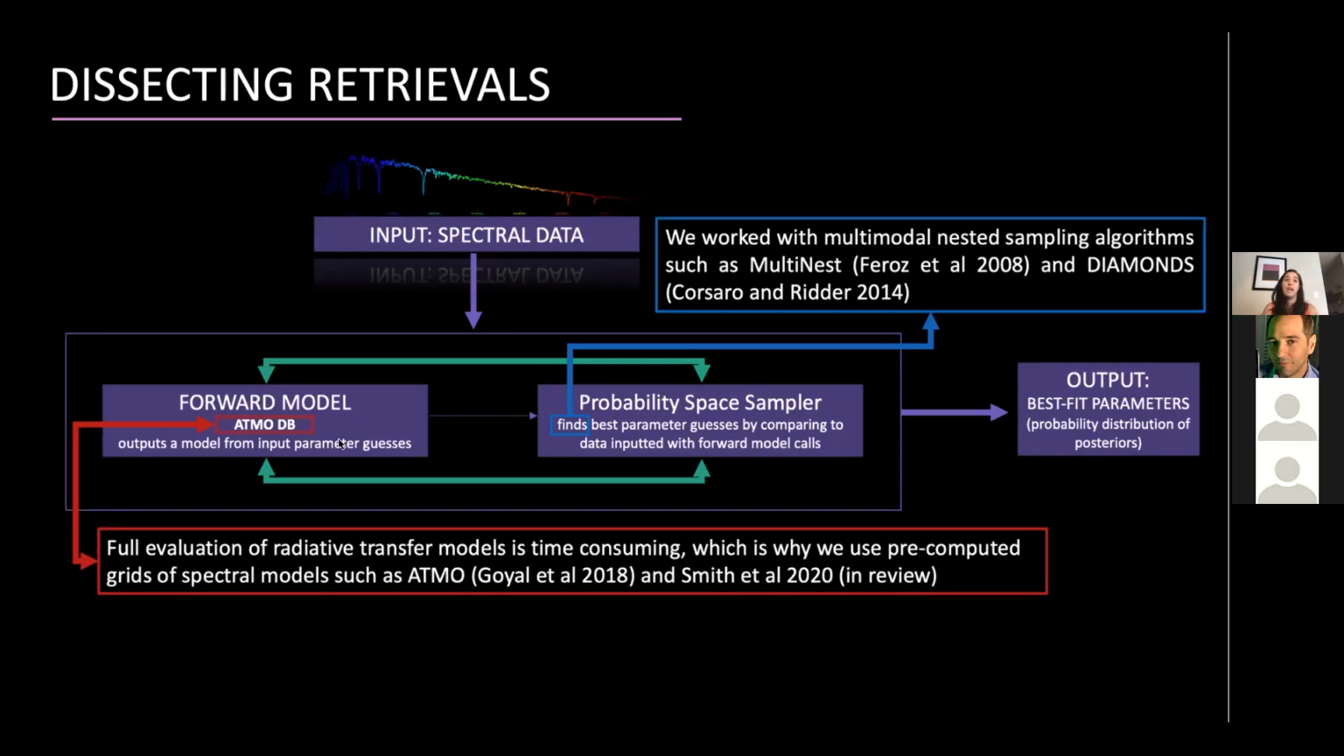And once we have that model, or what the data might look like with that combination of parameters, we bring it back to the probability space sampler, which will make a measurement of likelihood of whether that model fits the data or not. And it's basically a loop that keeps progressing between the forward model and the space sampler to find what we call the best fit for our data.